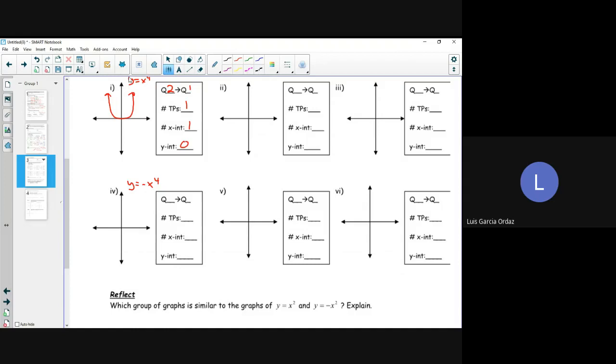And then y equals negative x to the 4, what would that look like? So what quadrant does it start and what quadrant do we finish at? 3 and then 4. Yep, 3, 4. Turning points, 1, x-intercepts, 1, and y-intercept, 0.